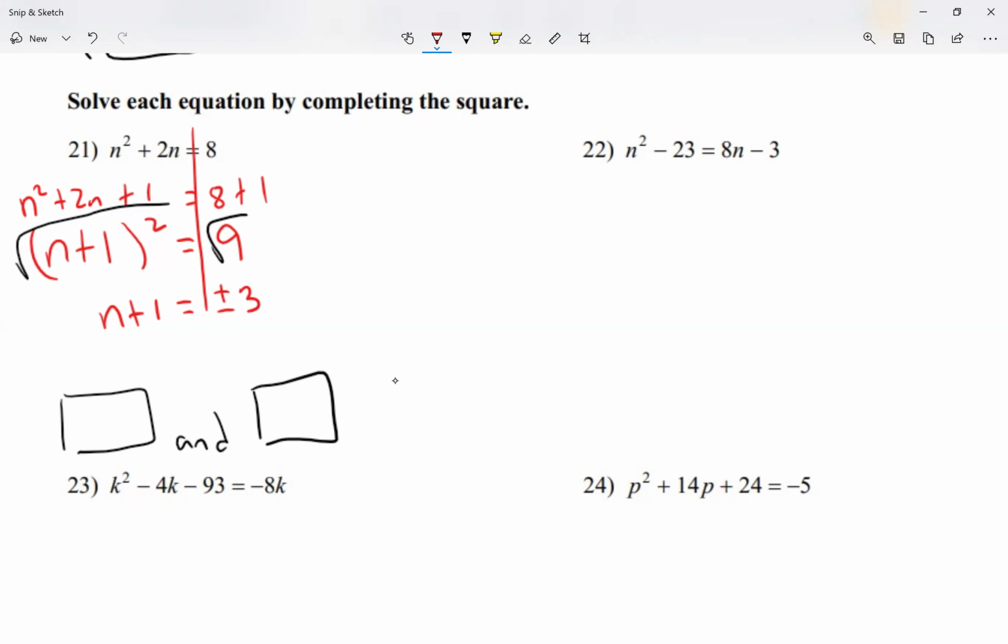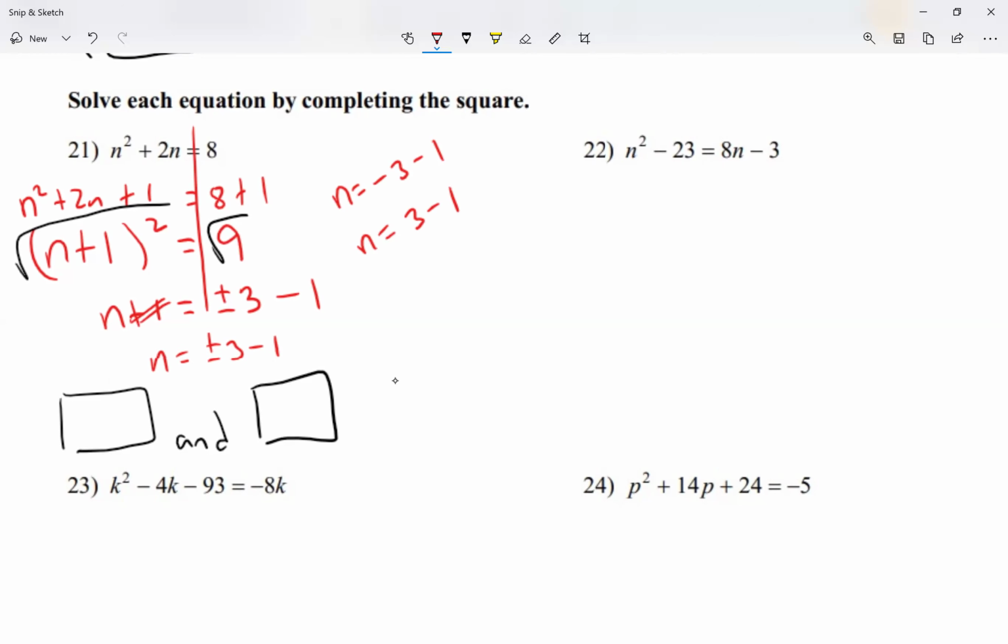I have to include both cases. So the square root of 9 is positive 3 or negative 3, both cases. Okay, so I see where my n is, n plus 1. Let me get rid of this plus 1 by moving it to the other side. So I have that n is equal to positive or negative 3 minus 1. That's what I'm going to use for my two solutions. I basically have that n is equal to negative 3 minus 1, and n is equal to positive 3 minus 1.